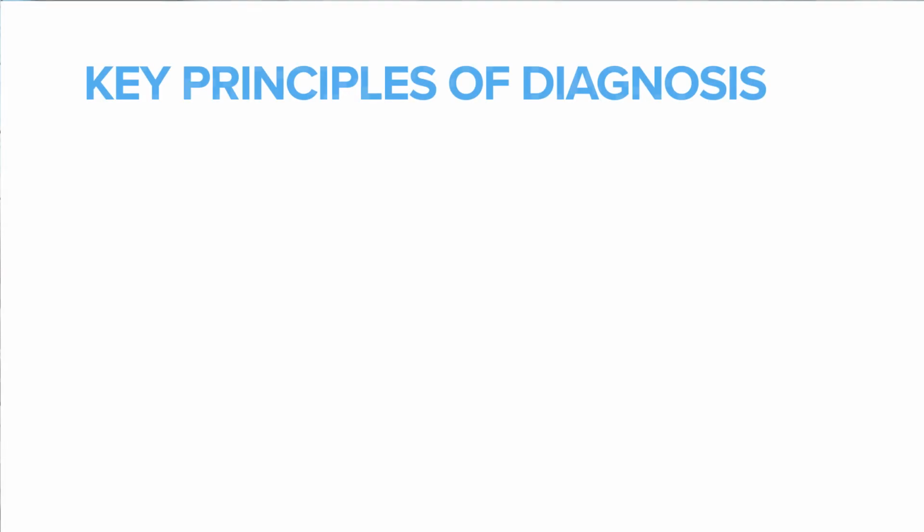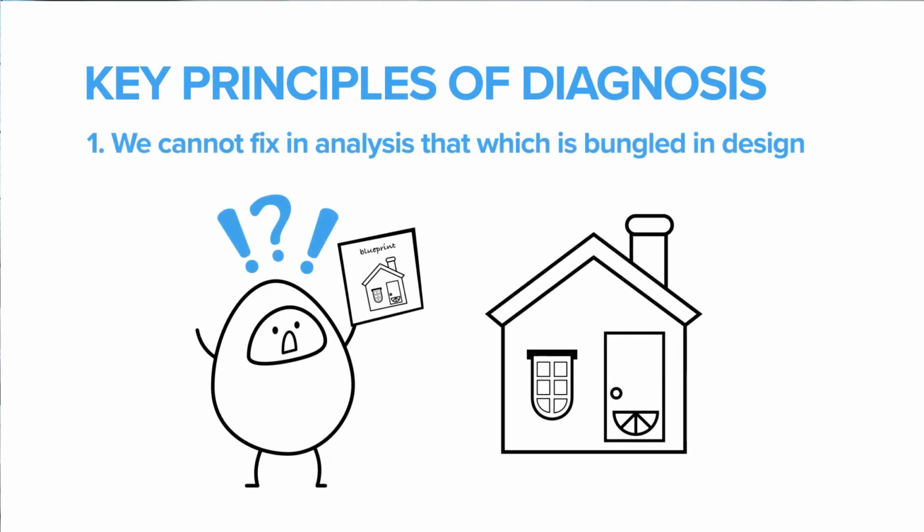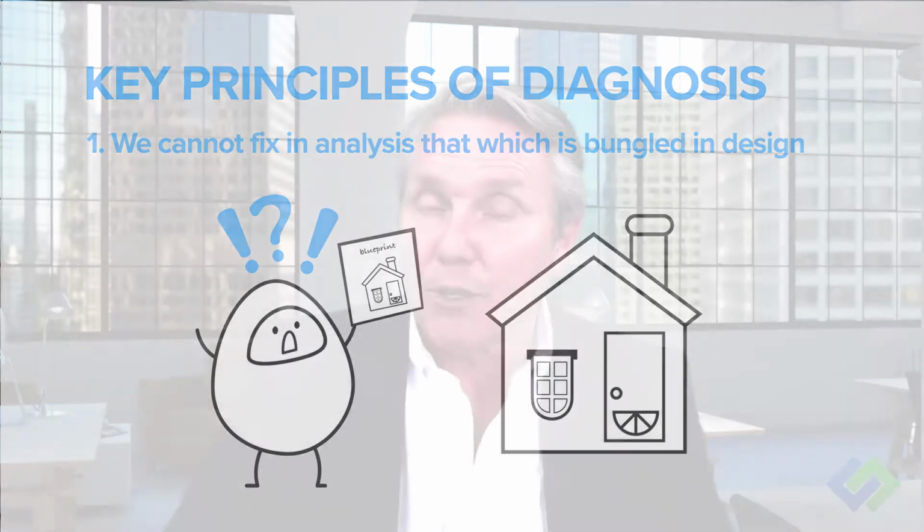There are two key principles in diagnosis. The first is, we cannot fix in analysis that which we've bungled in design. That means if we go to analyze the impact of this thing when it's over, and we are struggling with making sense of telling a high impact learning outcome story, if we struggle with that, that means something is wrong with the design.